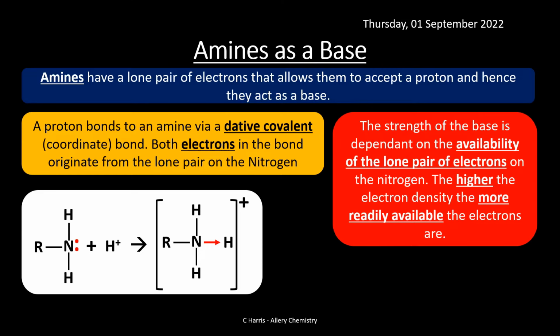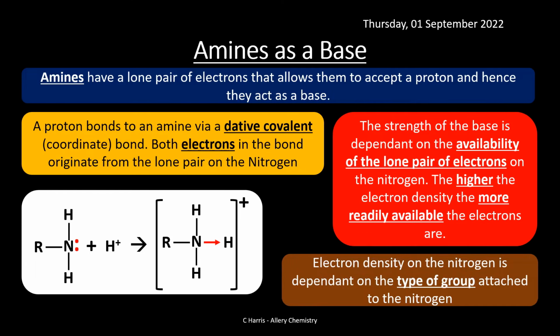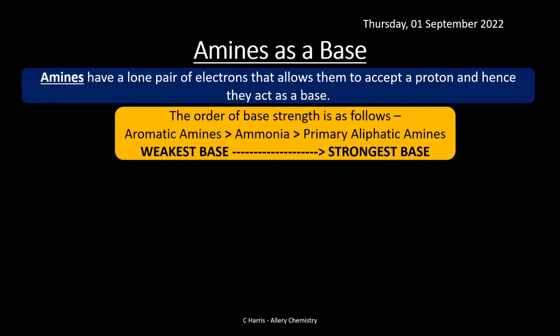Now, the strength of the base is very much dependent on the availability of the lone pair of electrons on the nitrogen. The higher the electron density there, the more readily available the electrons are. And this depends on the type of group that is attached to the nitrogen as to how strong this base will be. That's exactly what we're going to look at here.